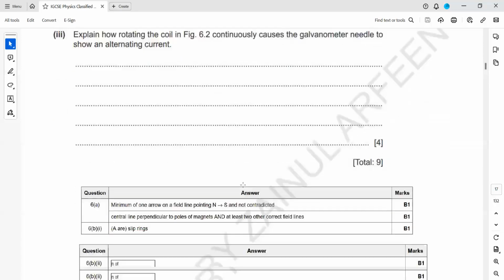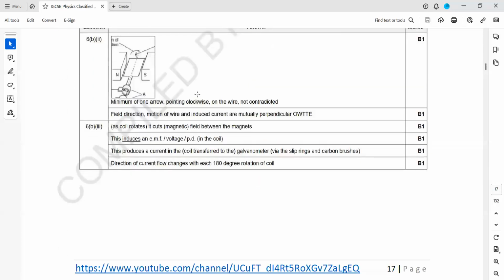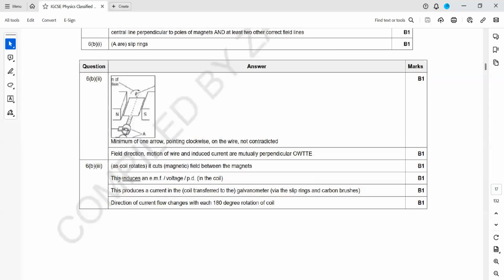The slip rings are there, and they provide continuous contact. Like the points here: first, as the coil rotates, it cuts the magnetic field between the magnets, or you can say there will be a change in the magnetic field, or change in magnetic flux. This induces EMF, that is the second point. And this produces a current, which is transferred to the galvanometer by the slip rings and the carbon brushes, and the direction of the current flow changes after every 180-degree rotation.